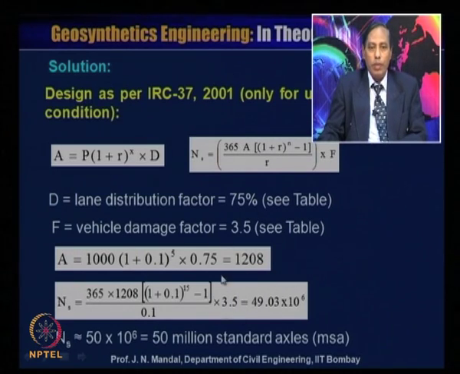This is 3.5. So if you calculate, you will obtain NS value equal to 49.03 into 10 to the power 6. So you can take approximately NS value equal to 50 into 10 to the power 6. That means 50 million standard axles, which is called MSA. Most of the time we will use this term, so you could remember this MSA. So NS is equal to 50 MSA.